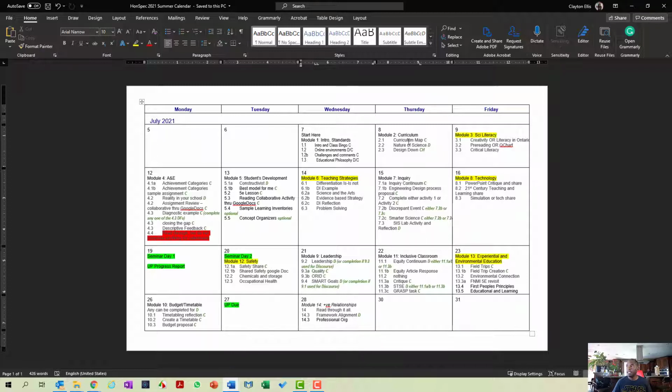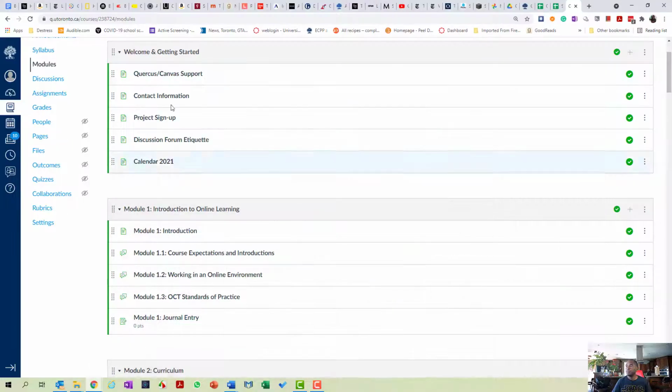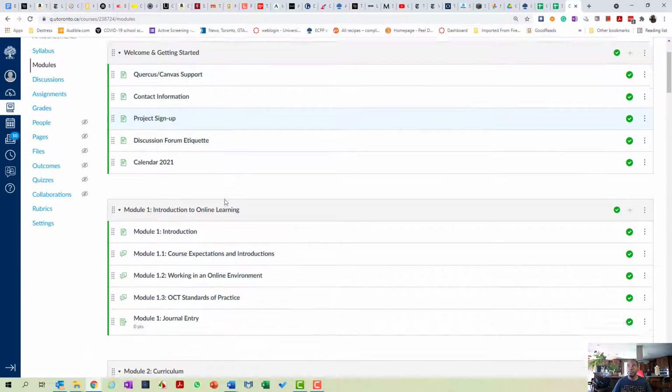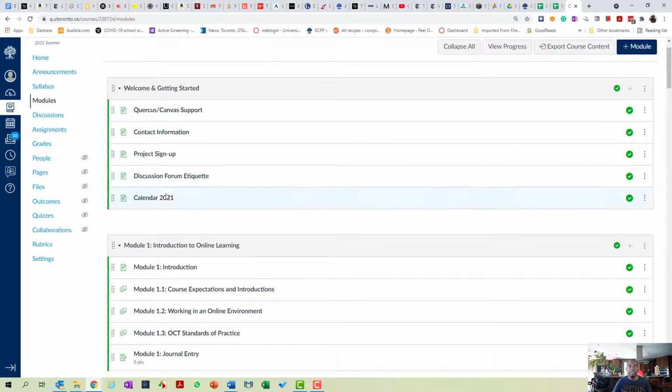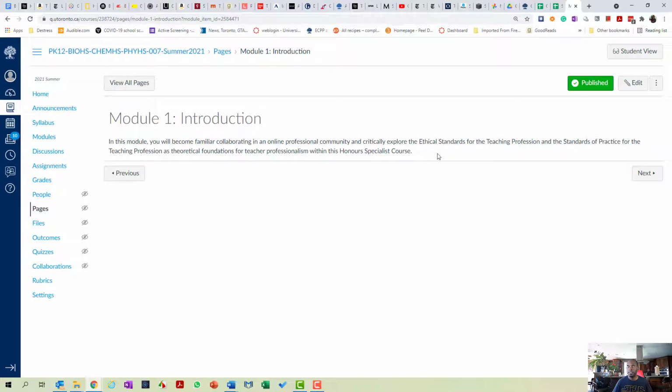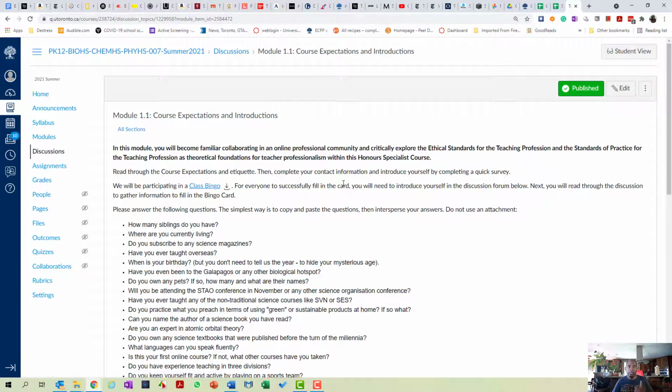On day 1 and day 2, so the 7th and 8th, you'll notice that there are no yellow highlights, so you are interacting as per normal. What does normal look like? Well, under modules, you're going to start with the welcome and getting started, and then you'll see module 1. So I click on module 1, introduction, and it gives me a blurb about what module 1 is all about. I click on next, and I'll see my first 1.1, my expectations.